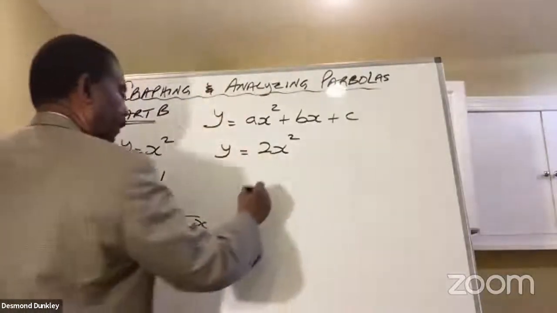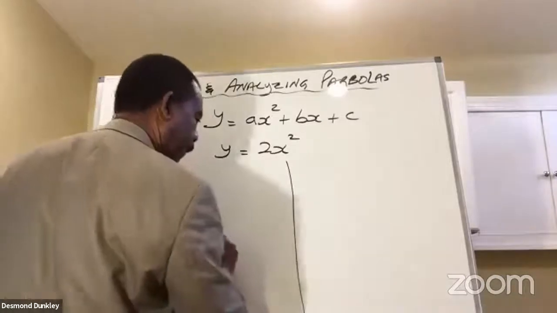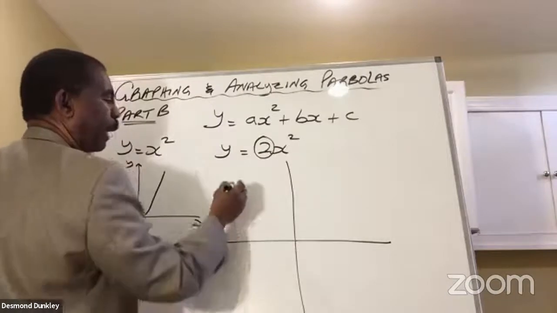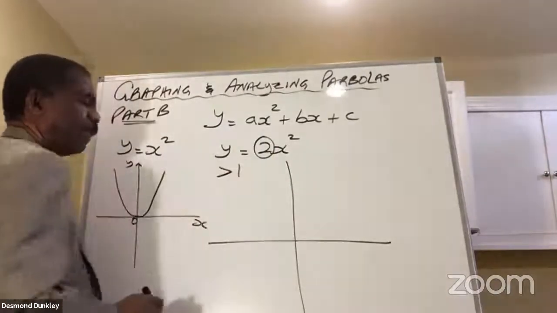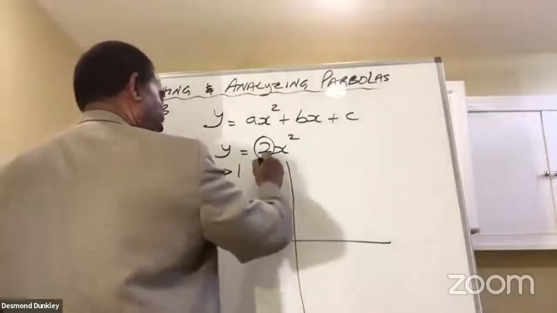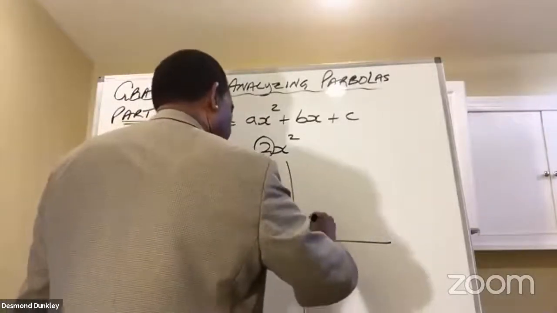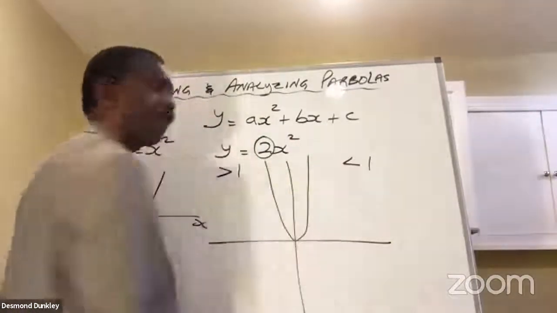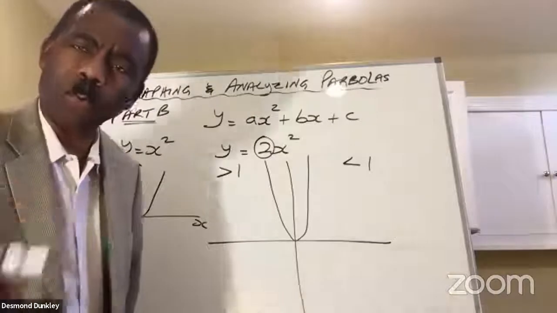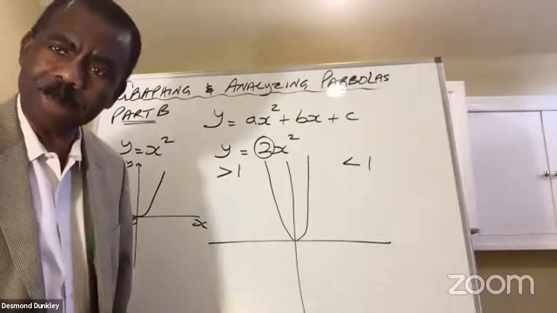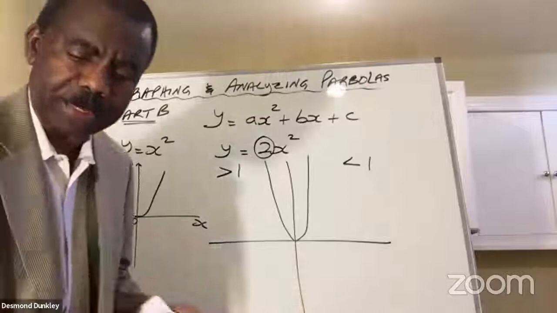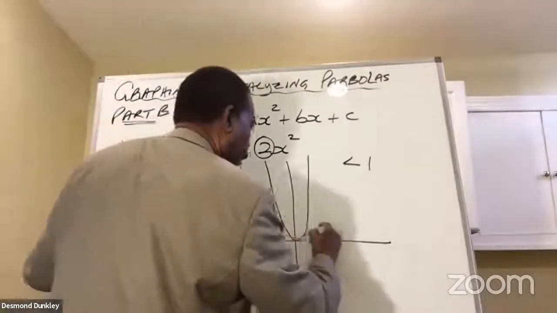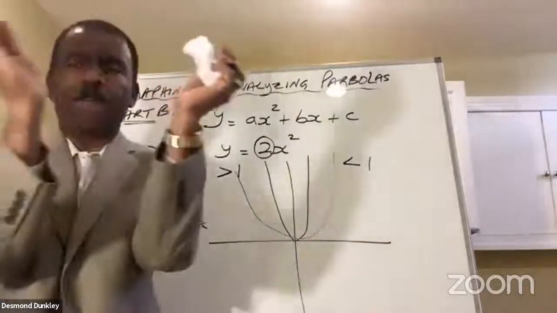So what's going to happen is, here is your graph. If this number is bigger than 1, it causes your graph to become narrow. If it is less than 1, like for example, a half, a quarter, 1/3, 1/5, 1/4, 2/3, whatever it is, it's going to cause your graph to open up more.